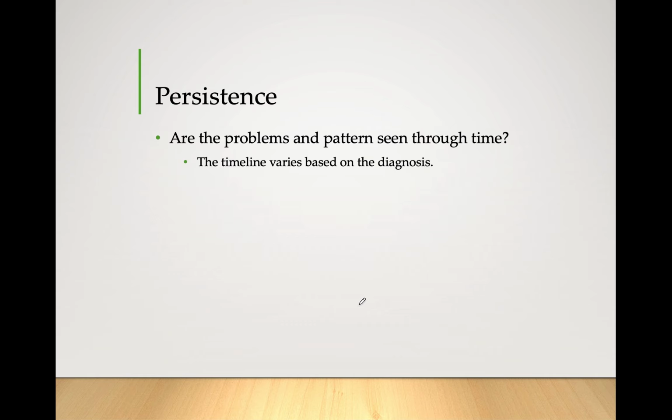Are the problems in the pattern seen across context? So let's say Mom and Dad say, yes, there's a problem. He's failing school. He's failing all his classes. And the pattern is ADHD. So we've got the problem. We've got the pattern. We've got the pervasiveness. Is it persistent across time?